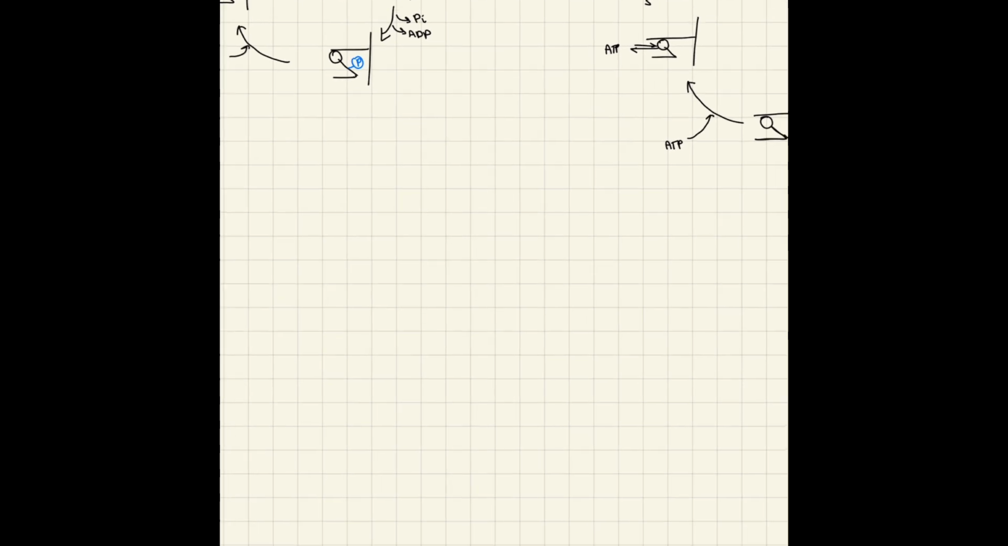Okay, the last part is muscle sensory receptors. I'm just going to zoom in here. There are two main muscle sensory receptors. There's muscle spindles, which control the stretch reflex, and the Golgi tendon organs, which control your withdrawal reflex.